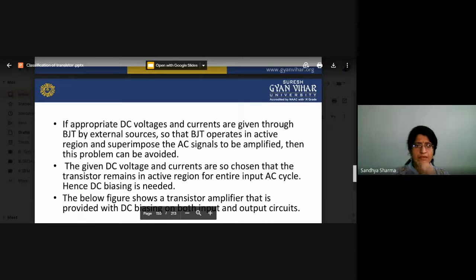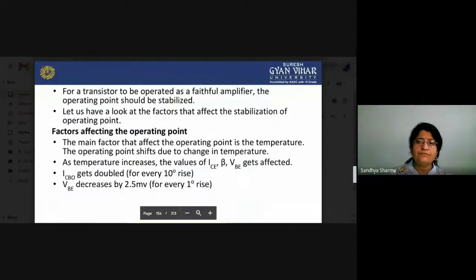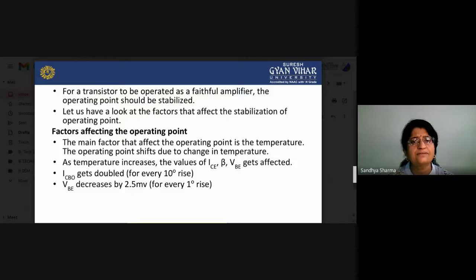For a transistor to be operated as a faithful amplifier, the operating point should be stabilized. So there is again a condition. We have also seen in our previous lectures about the operating point and stabilization, and we will also see it further. Always, when we want our transistor to be operated as a faithful amplifier, the operating point should be stabilized. So we can look at the factors that affect the stabilization of the operating point. Here we will discuss the factors which affect the operating point.